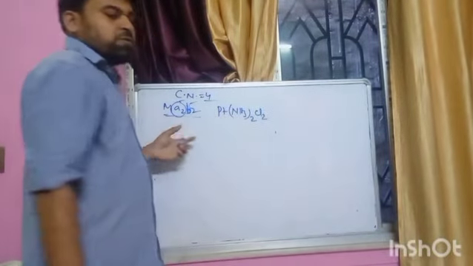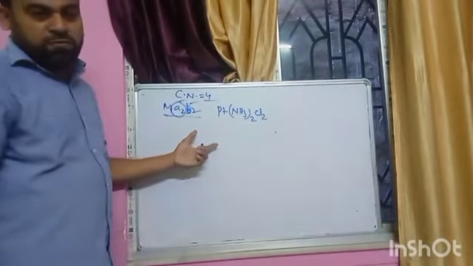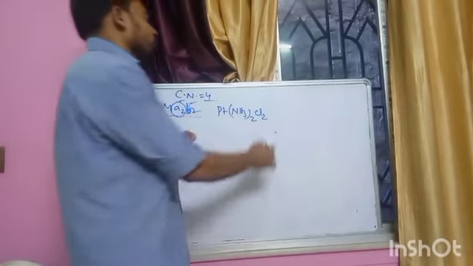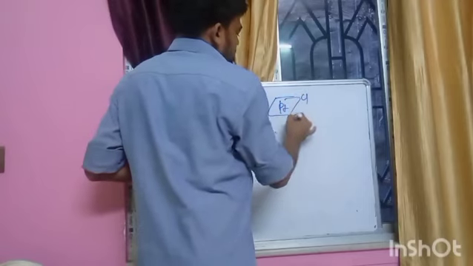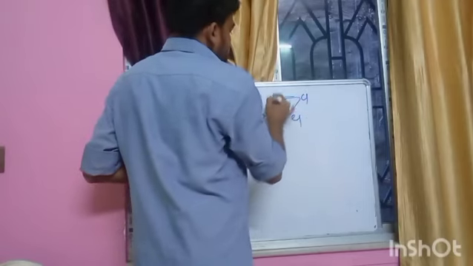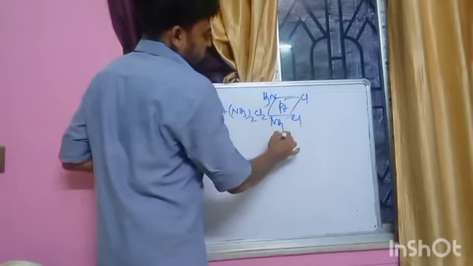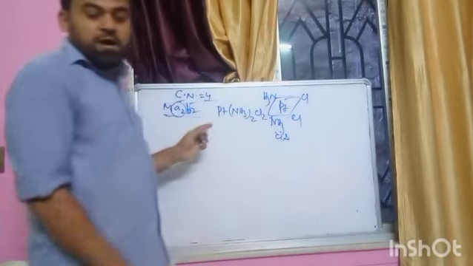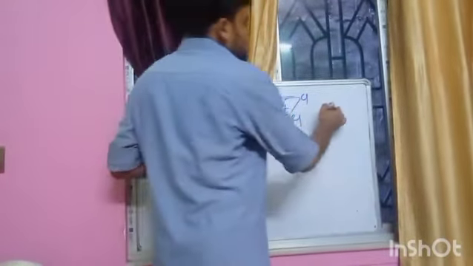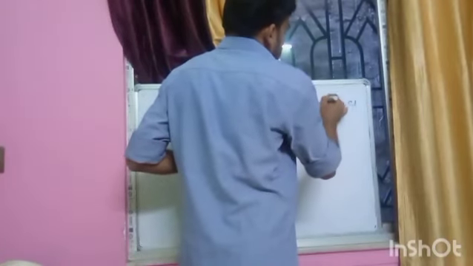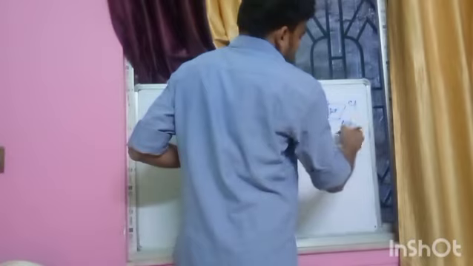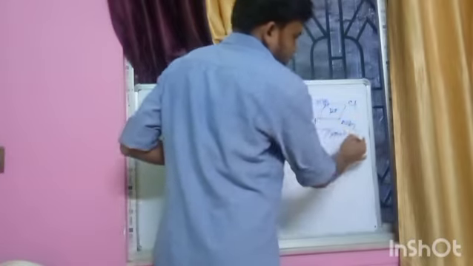Here two types of stereoisomers or geometrical isomers form. One is cis, another is trans. Pt with Cl and NH3 is the cis form, and the other, Pt with Cl and NH3 on opposite sides, is the trans form.